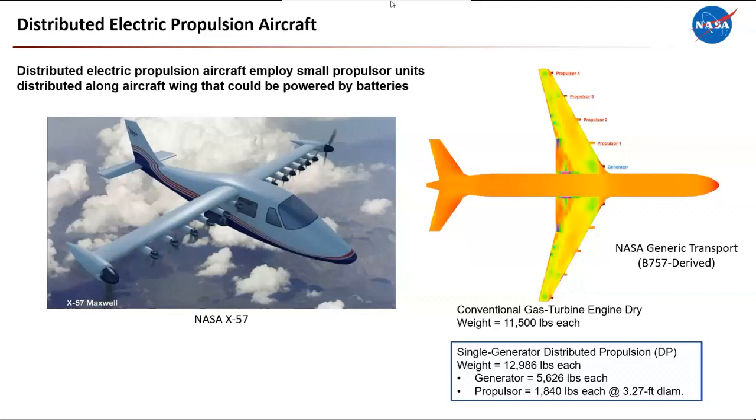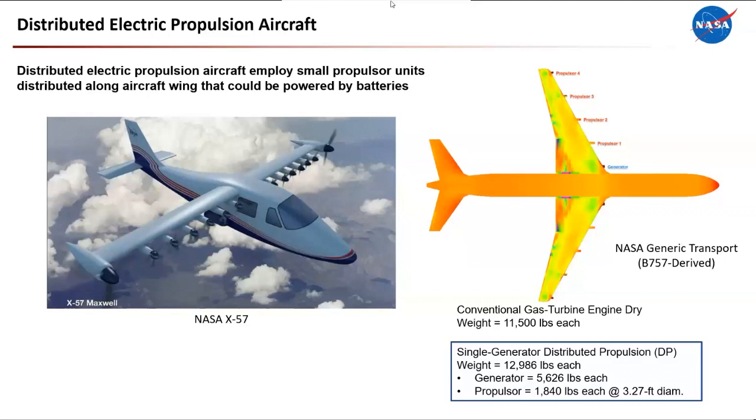And the NASA X-57 Maxwell aircraft is an example of a distributed electric propulsion aircraft. The figure on the right is a system study that we did on a NASA generic transport, which is really a B757 derivative. We just don't want to call it that because Boeing is going to get mad at us.